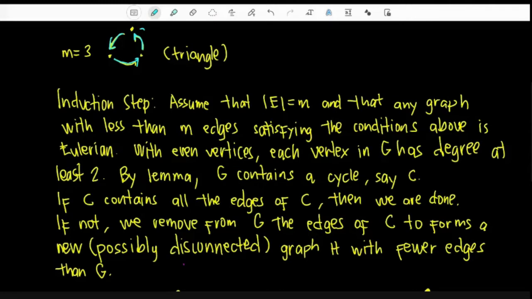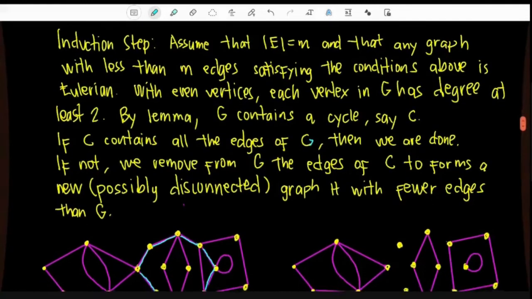So let's say we found a cycle, let's call it cycle C. If C contains all the edges of G, then we are done. If C itself already contains all the edges of G, then we're finished, right? Okay. So what if that's not the case? What if C is a cycle that does not pass through all the edges of G? So what we will do is remove all the edges of C from G to form a new graph.